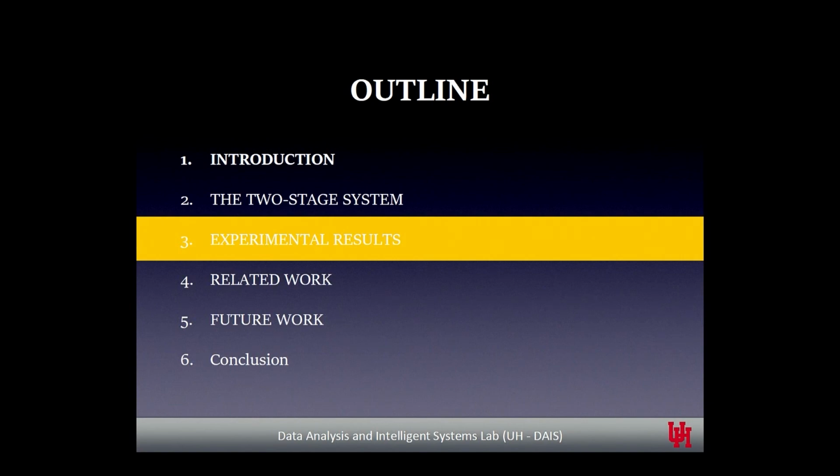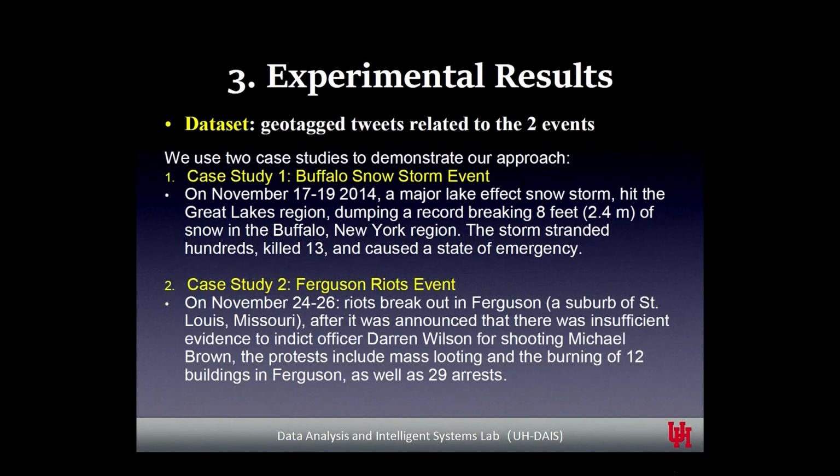Now I'm going to give you some experimental results we have. Here we use two events to demonstrate our approaches. The first event is a Buffalo snowstorm event. This one is, I think, the most serious snowstorm event that ever happened in U.S. history. And case 2 is the Ferguson Riots event.